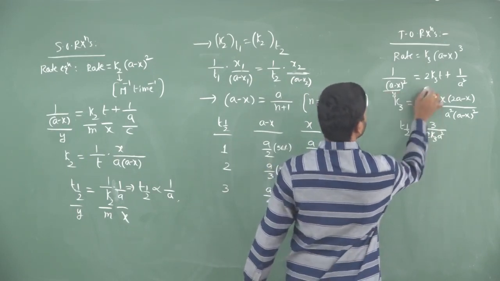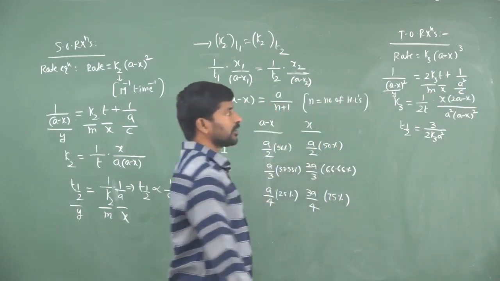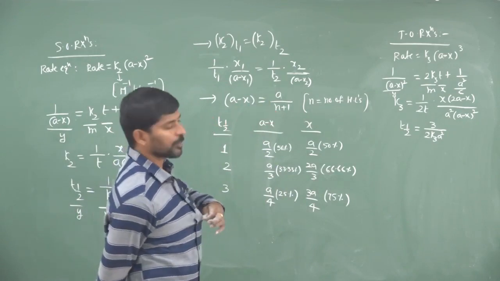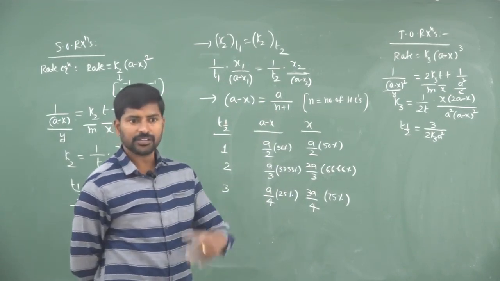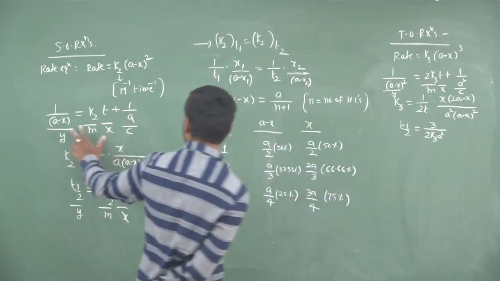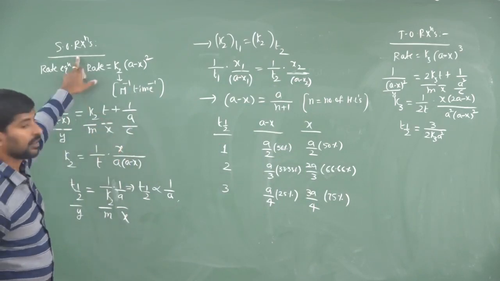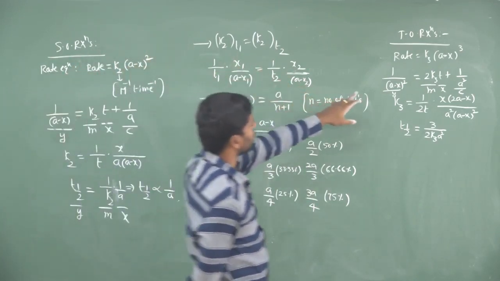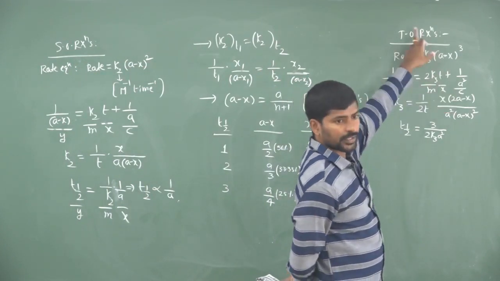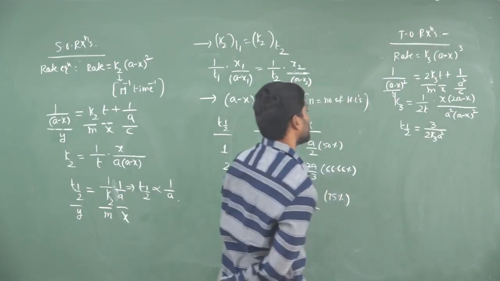This is in the form of y is equal to mx plus c. 1 by (a minus x) whole square versus time gives a straight line. If you are getting a straight line, that is said to be a third order reaction. That is called the graphical method. What is the graphical method? If you get a straight line for 1 by (a minus x) versus time, that is called a second order reaction. If you get a straight line by taking a plot of 1 by (a minus x) whole square versus time, that is called a third order reaction. Such a method is called the graphical method.